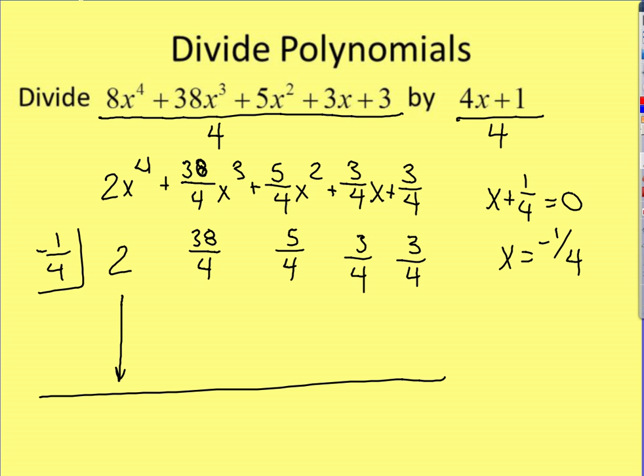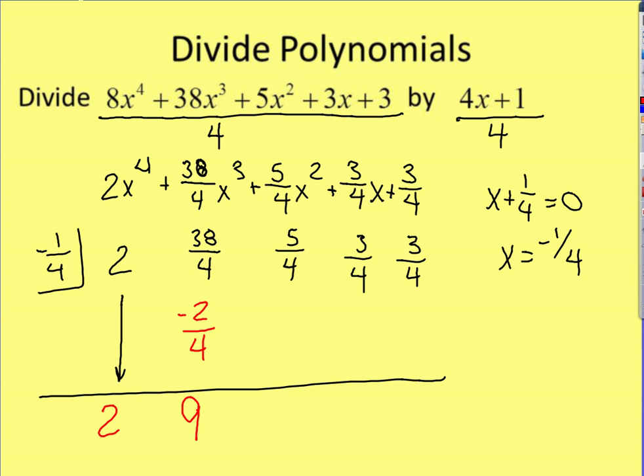You use the coefficients from your polynomial, and then we are going to bring that first value straight down, and then we are going to multiply. 2 times negative 1/4 is going to give us negative 2/4. 38/4 minus 2/4 is 36/4, and 36/4 is equivalent to 9.